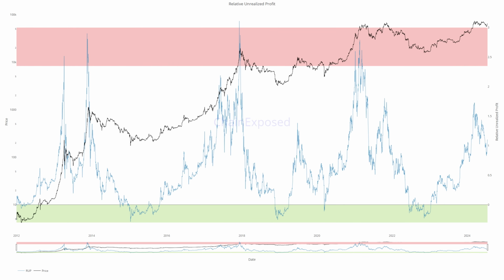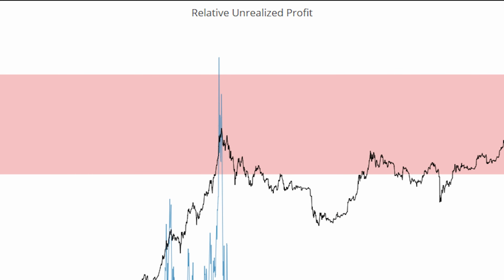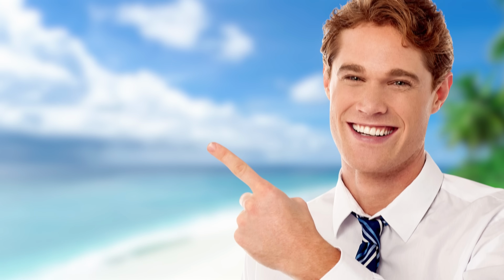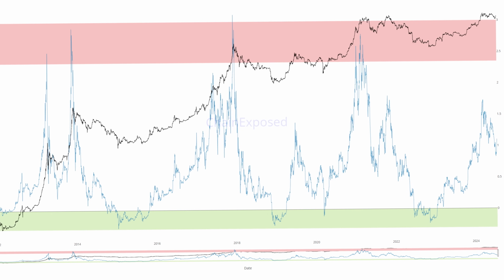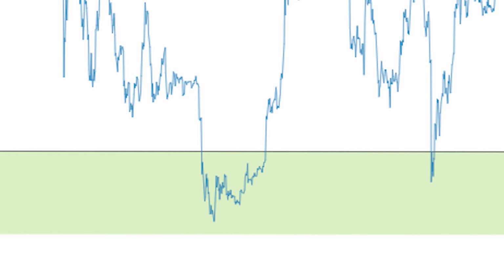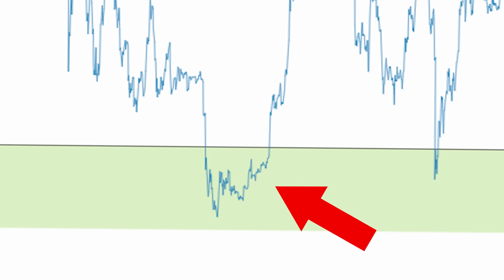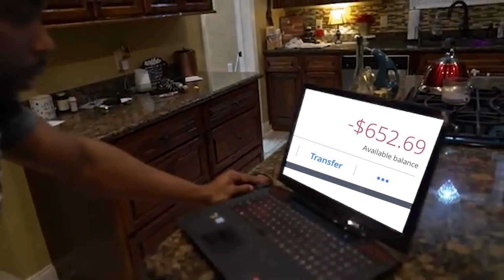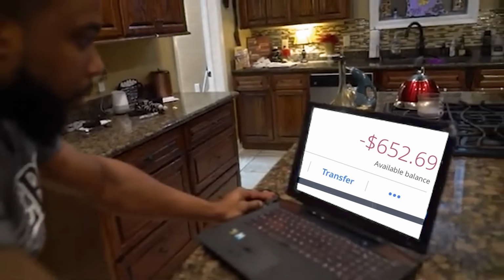You are gonna have these colored zones on your chart, one on the top and one on the bottom. This is what's called the opportunity zone. Now, this chart is unrealized profits, so the green box is 0, which means if price ever comes into this green box, that means the majority of traders currently in the market are at a loss. This is also including miners that are mining Bitcoin.